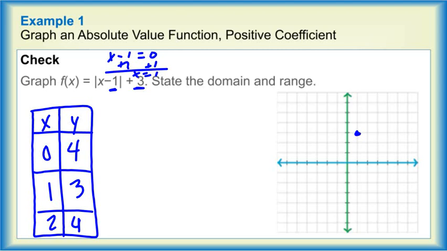Have a point at 0, 4. And another point at 2, 4. So now I have enough for my graph. And then the domain, again, would be all real. The range, y such that y is going to be greater than or equal to 3.